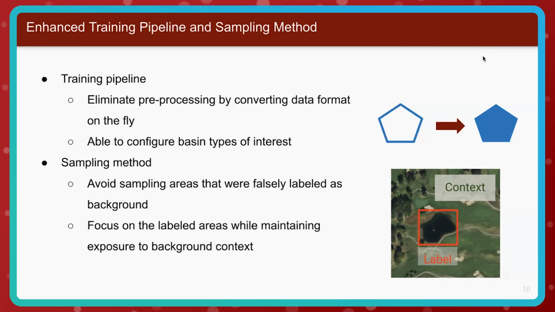Another issue was about some areas in our training data where labels were missing, leading to inaccurate predictions. To address this, we developed a new sampling method that focuses on only the labeled areas while still maintaining exposure to the context around the labels. This improves the quality of our training data and enhances the model's accuracy.